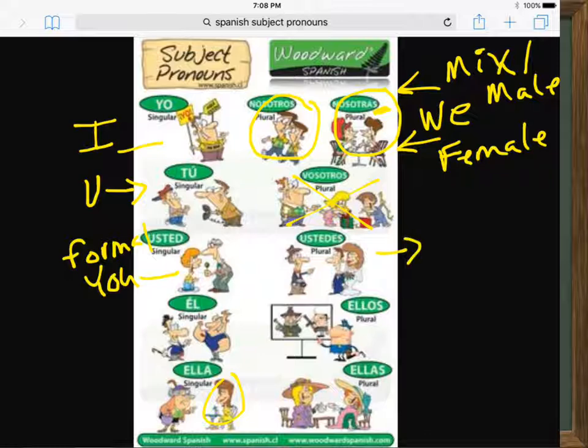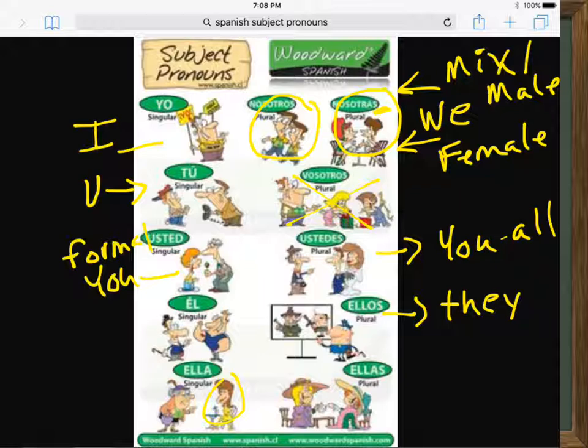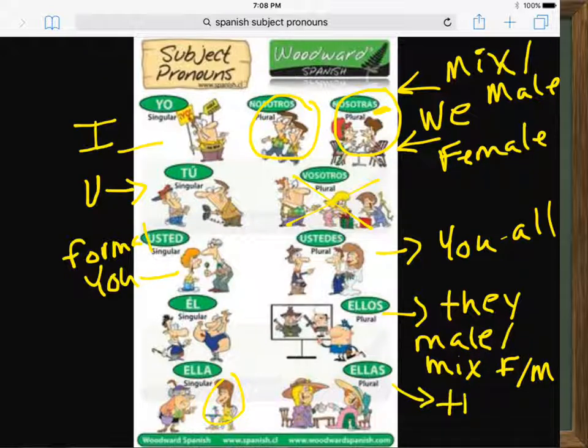Ustedes means you all. Like, you all come to the party. And then ellos is the male form of they, talking about a group of all male, or a group of mixed male and female. I'm just going to put mix, F and M, from feminine and masculine, mix. And then ellas is they also, but it's just referring to a group of females.